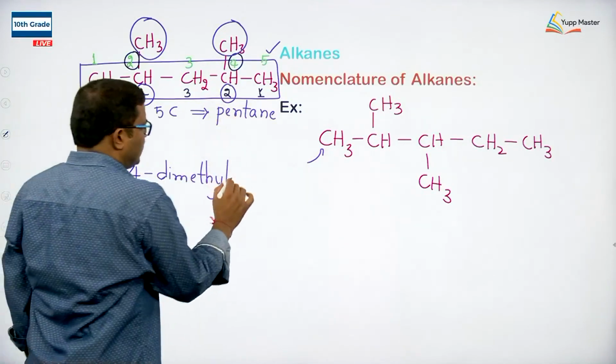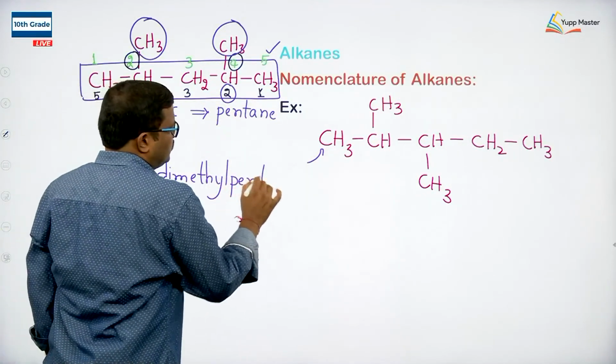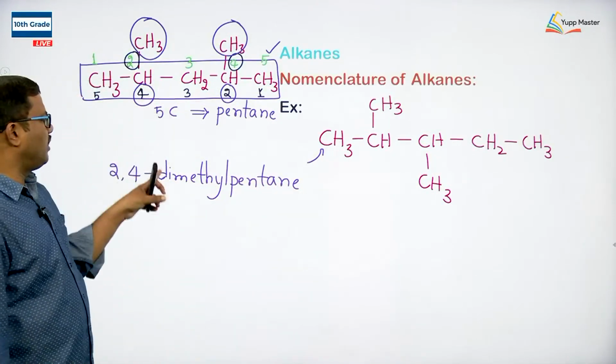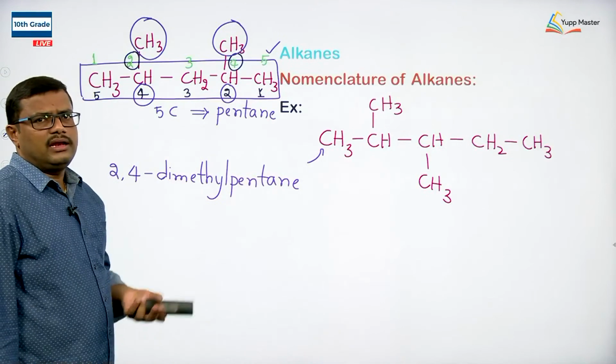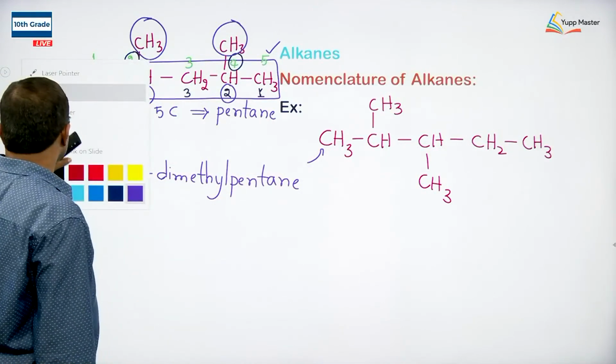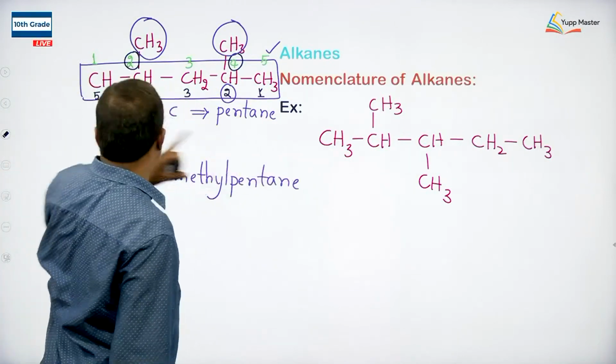How many carbons are present in the parent chain? 5 carbons, so the parent name is pentane. So it is 2, 4 dimethyl pentane, the name of this particular compound.